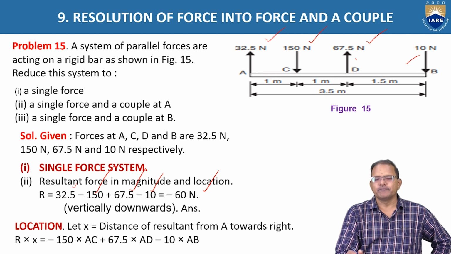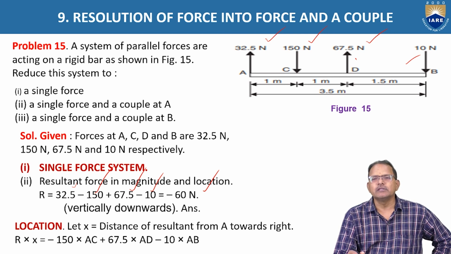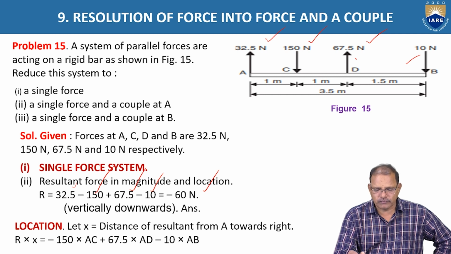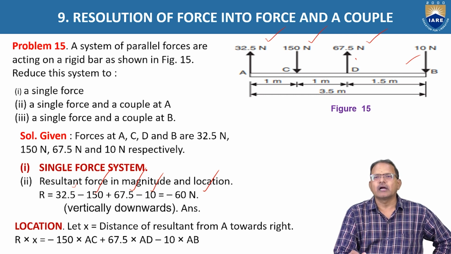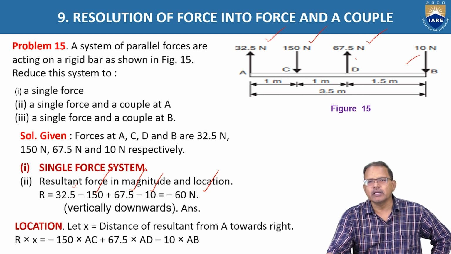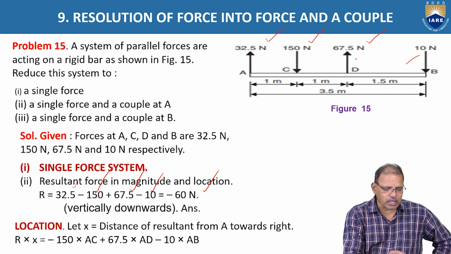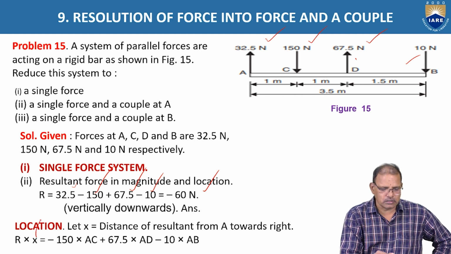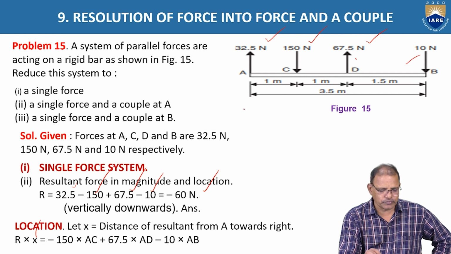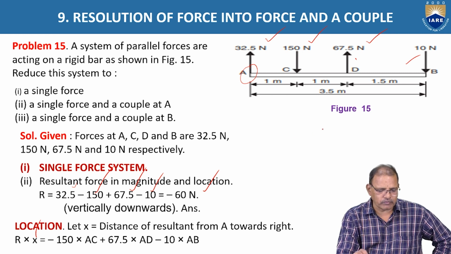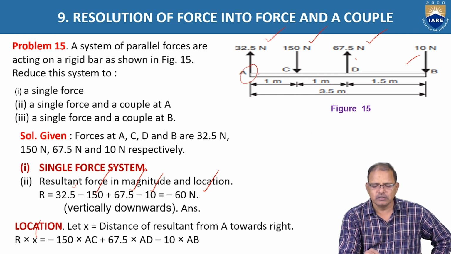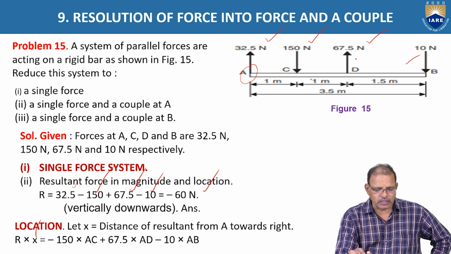Let x represent the position where the resultant force is acting from point A. Then according to the Varignon principle, the moment created by the resultant force at any point should be equal to the algebraic sum of the moments created by its components. So R into x is equal to: the first one is 32.5, which is equal to 0 because the distance is 0. The second one is 150 into the distance AC. AC is equal to 1 meter. It is acting in clockwise direction, so it is treated as negative.